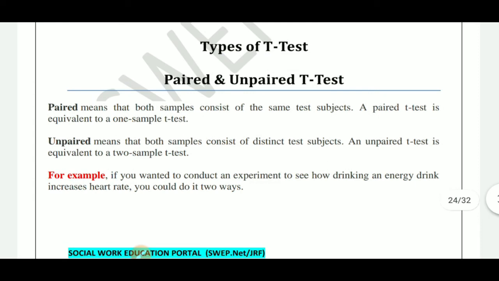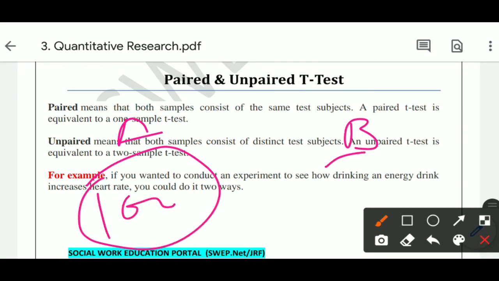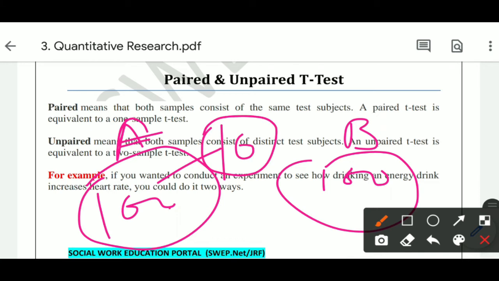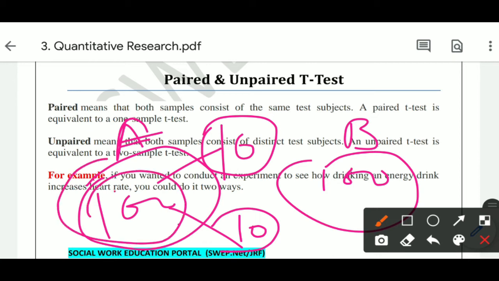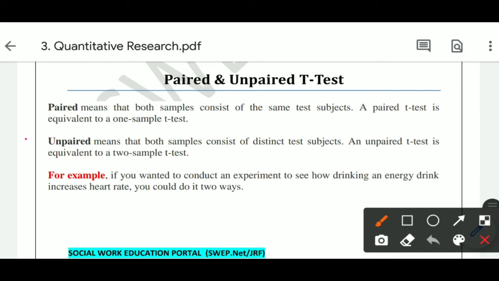Paired means both samples consist of the same subject. For example, you have a test subject, a population, A and B, and it contains 100 samples, but you are using only 10 samples that you take out, and then you take out another 10 samples. Now you calculate the mean of both samples and compare them, from the same test subject. So it is called paired when you are using the same test subject. These types of tests become the paired test, and when using distinct test subjects, this is called the unpaired t-test.